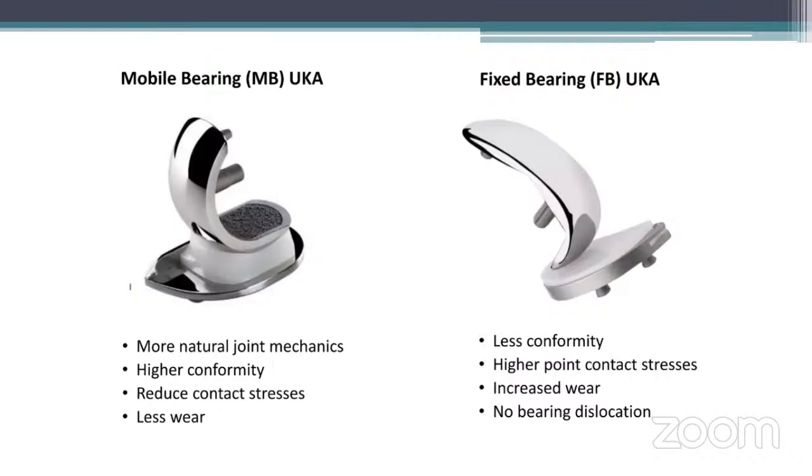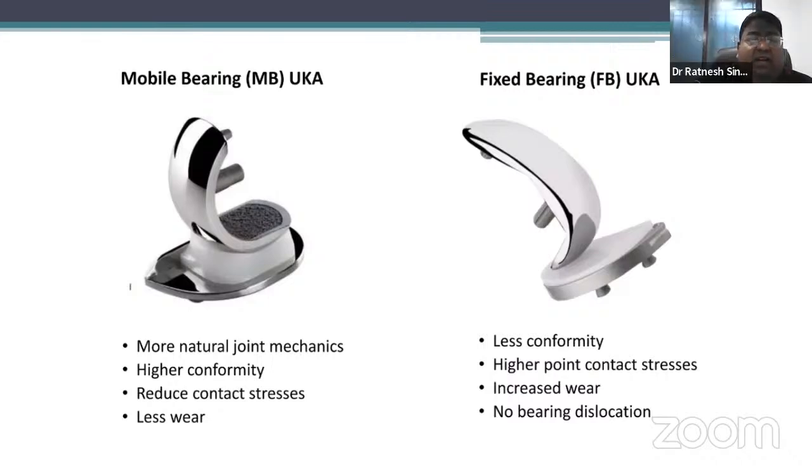The poly is highly conforming. It reduces contact stress. When your implant is highly conforming, it reduces the point stress that we see in normal TKR or in fixed bearing, where only some part of the implant is in contact with the poly. But in mobile bearing UKA, the implant is highly conforming and has less point stress. So there is less wear. It will lead to less wear, theoretically.